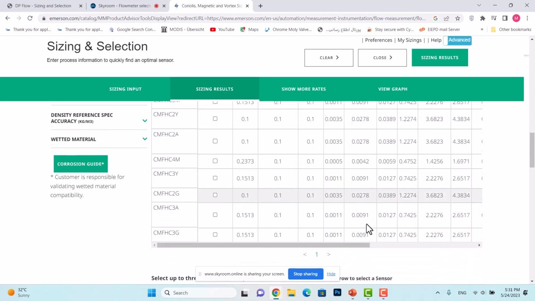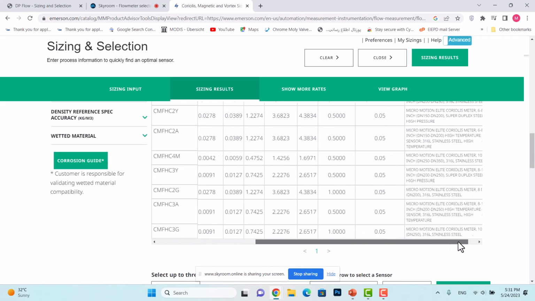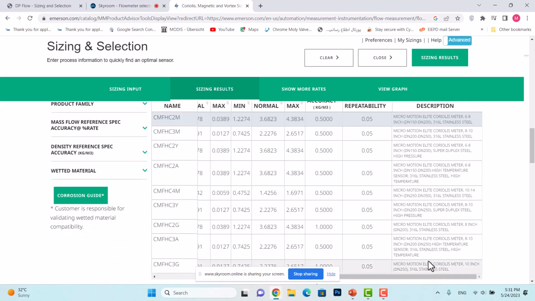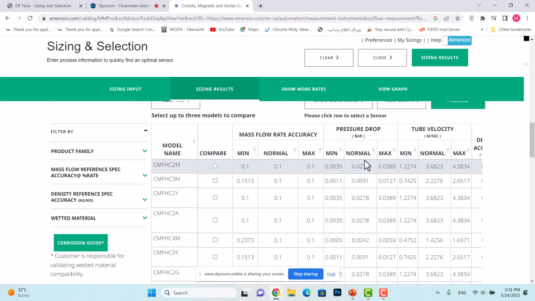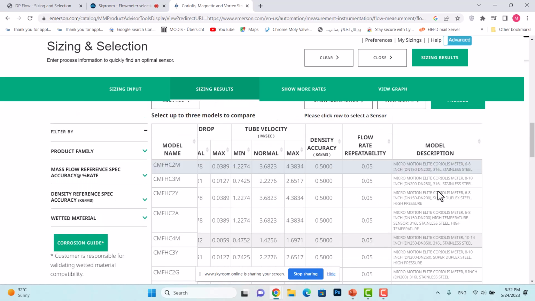As you can see here, Emerson offers you different types of flowmeters with different characteristics and different process outputs. Each flowmeter has a specific pressure drop and tube velocity, and here it says that it could be manufactured with a diameter of 6 to 8 inches, or 8 to 10 inches, or 10 to 14 inches. Since our line size is 6 inches, this one is not suitable, or this one, or this one. Just 6 inches could be selected for these ones.